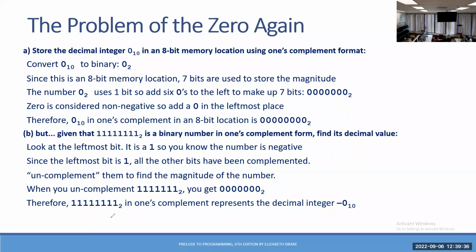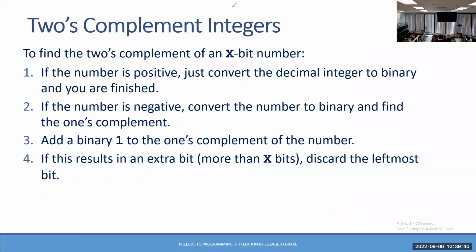So what is a 2's complement format? To find the 2's complement format of an x-bit number, if the number is positive, do the same. Remember that whenever it's positive, it is always the same, even if it's a signed number or unsigned number or 1's complement or 2's complement. It's just converted normally, and the left-most bit is 0. That's all. Now, if the number is negative, you have to convert the number into binary.